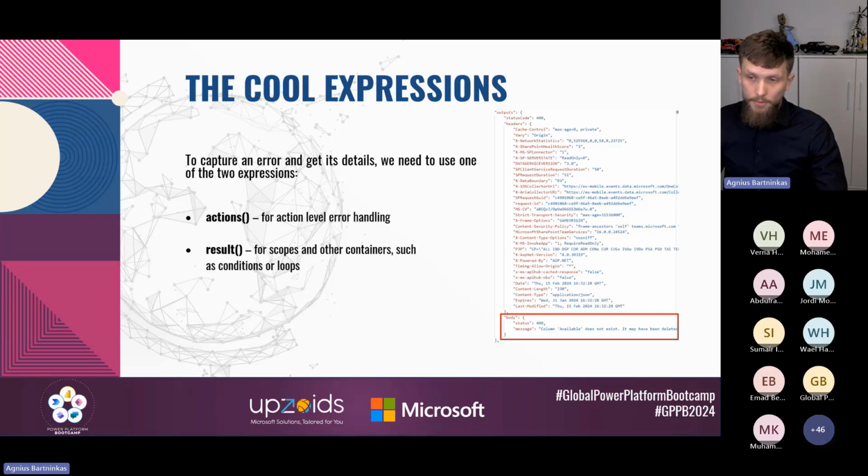Also, an important thing to note over here is the fact that result actually works for all containers, and scopes is not the only container available in Power Automate. There are also conditions and loops. These are also considered to be containers, as they are actions that can contain other actions inside of them. So if we wanted to handle them, we could also use result to handle a condition or a loop as well.